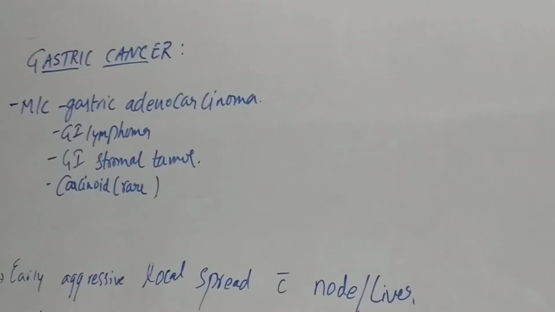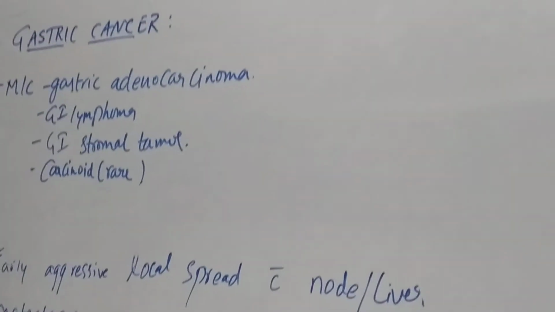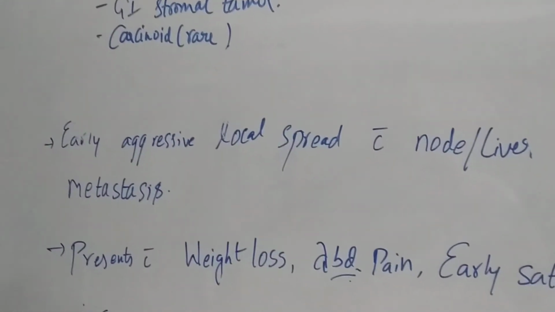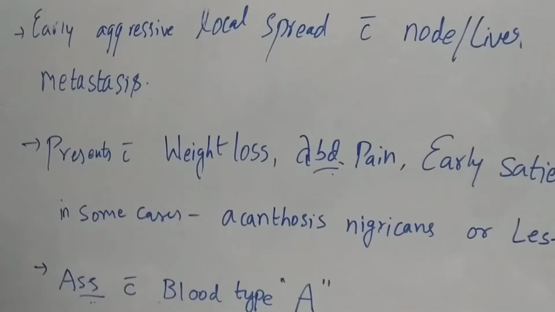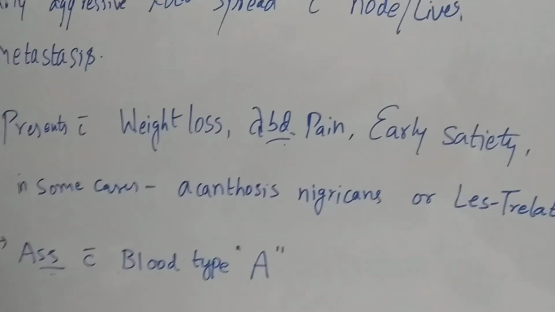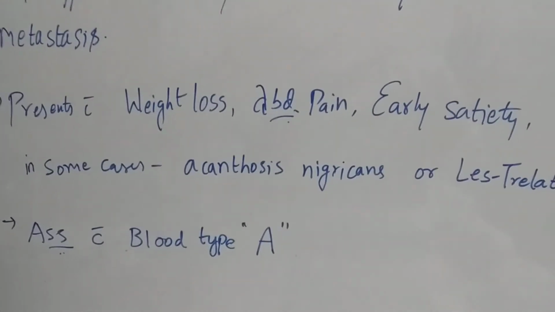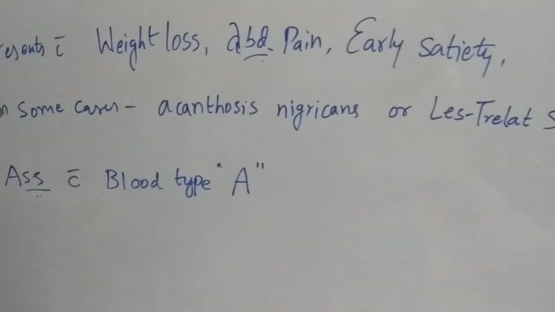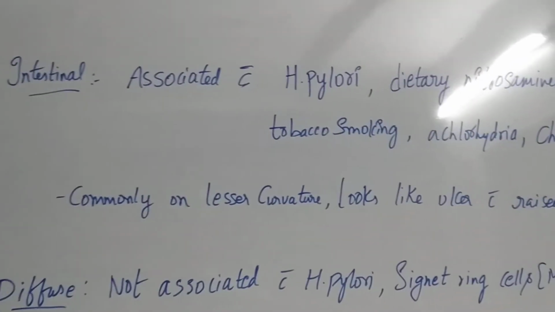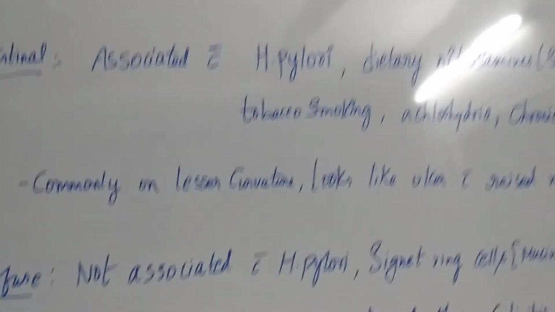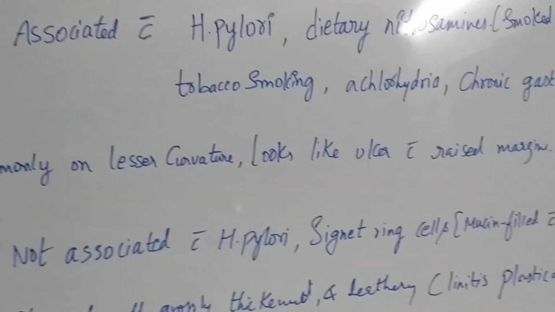So on the whole, gastric carcinoma is most commonly gastric adenocarcinoma, early aggressive, locally spread with nodal or liver metastasis, presenting with weight loss, abdominal pain, early satiety. In some cases, acanthosis nigricans or Leser-Trélat sign. It is associated with blood type A. And the intestinal type is associated with H. pylori, dietary nitrosamines, tobacco smoking, achlorhydria, chronic gastritis.